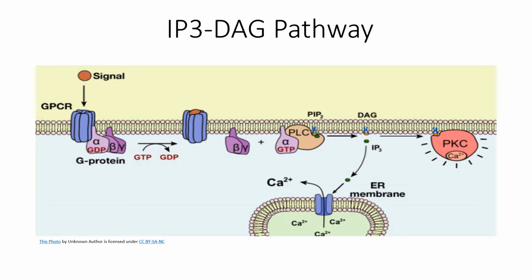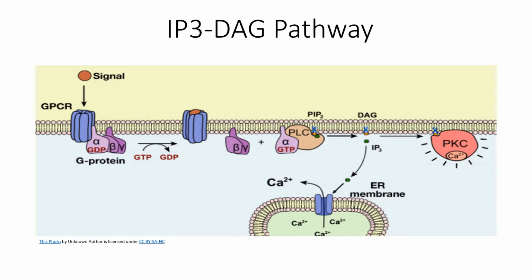Then in the IP3 DAG pathway, what happens? The activated alpha subunit binds with the PLC or phospholipase C, especially phospholipase C beta. Then this activated PLC acts on PIP2, or phosphatidyl inositol diphosphate, which is separated into two parts. One is hydrophobic and lipophilic DAG, diacylglycerol, which is bound in the cell membrane, and another one is hydrophilic IP3, or inositol triphosphate, which is water loving.